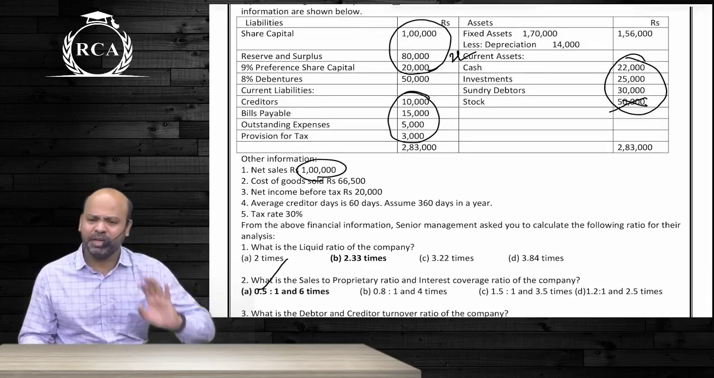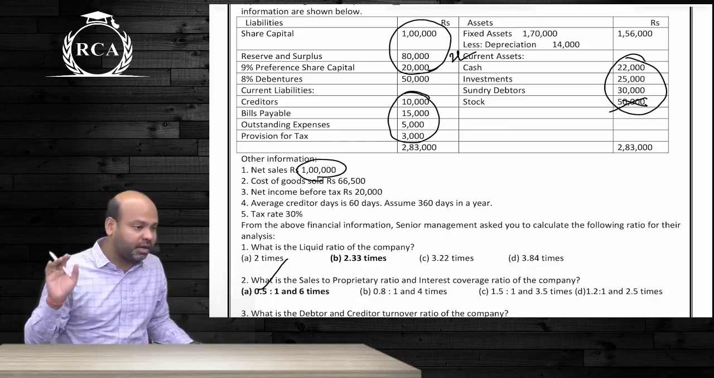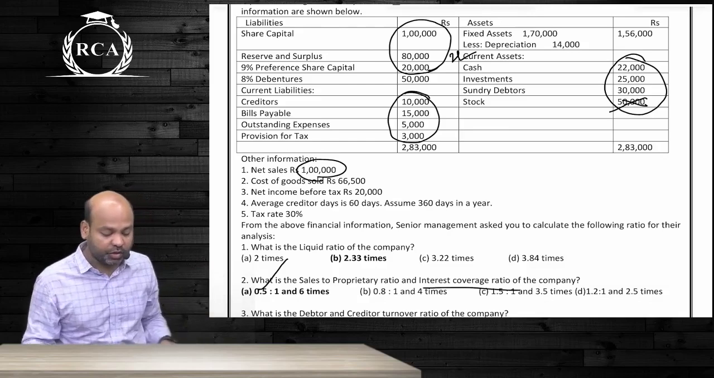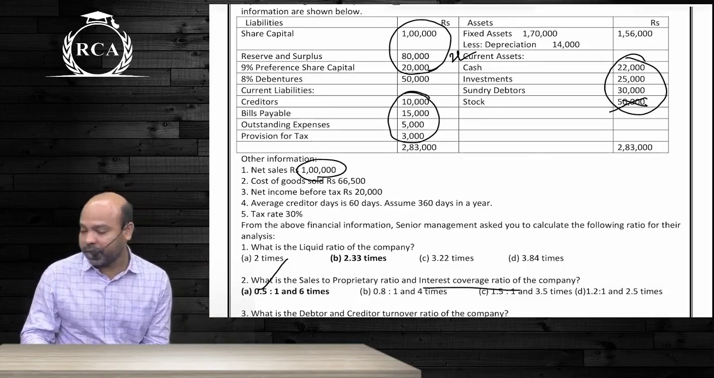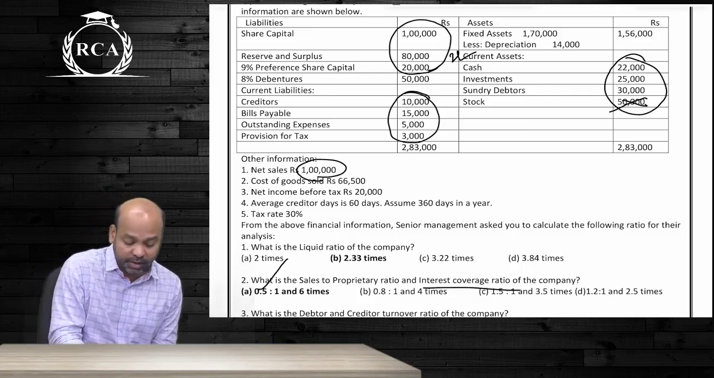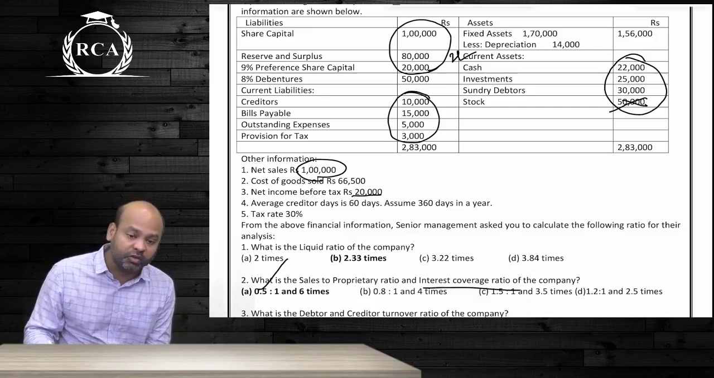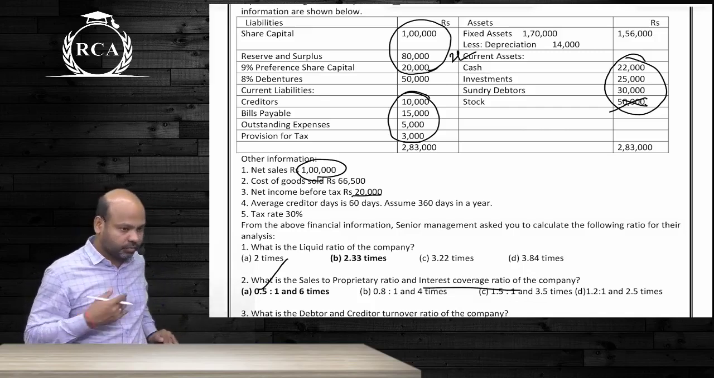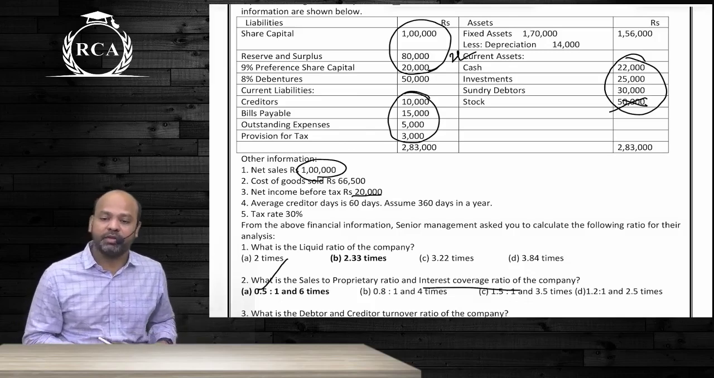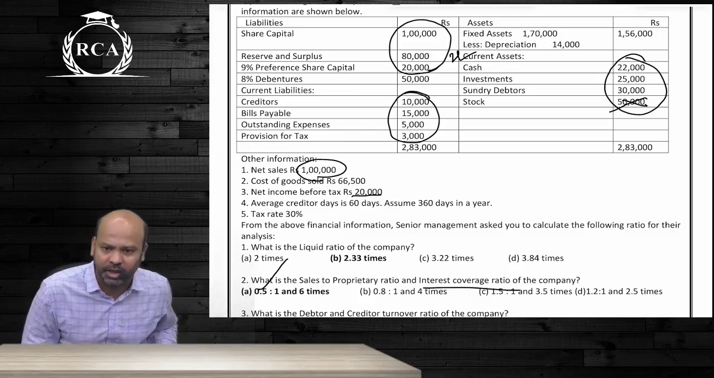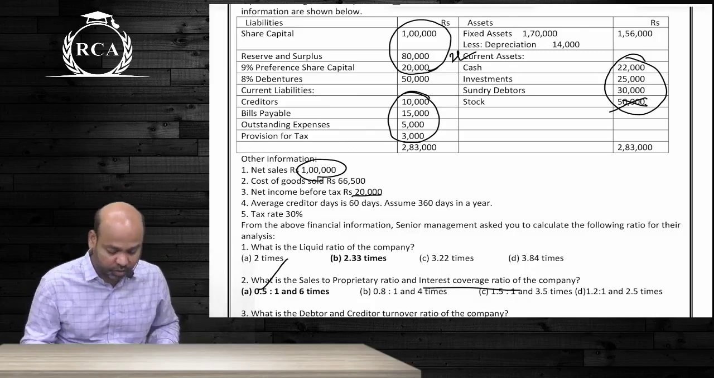Guys, very simple, beta. Sales to proprietary, it is saying itself. Please divide sales by proprietary funds. Interest coverage ratio. What's the formula, guys? EBIT divided by interest. What they gave us, beta, is PBT. To PBT, if you add back interest, you will get EBIT. Yes or no? Profit before tax, if you add back interest, guys, you're going to get EBIT. That EBIT, guys, you're going to divide by the amount of interest and you will get interest coverage ratio.